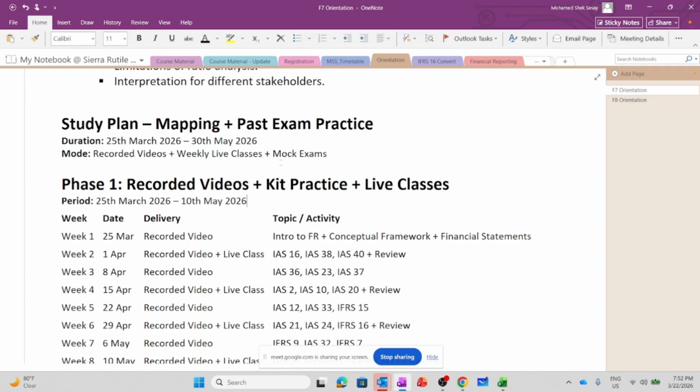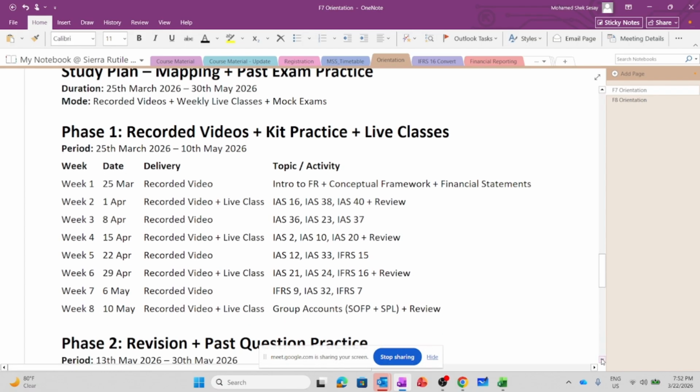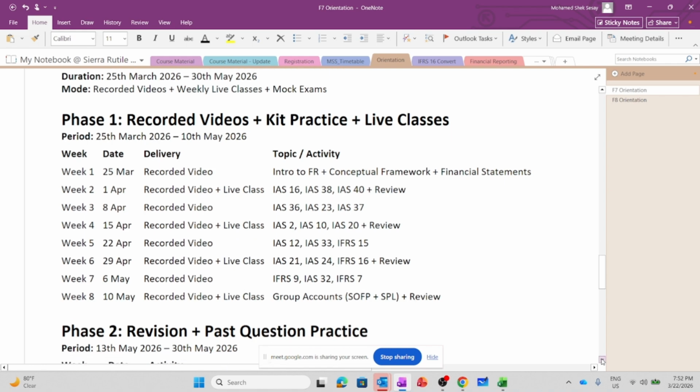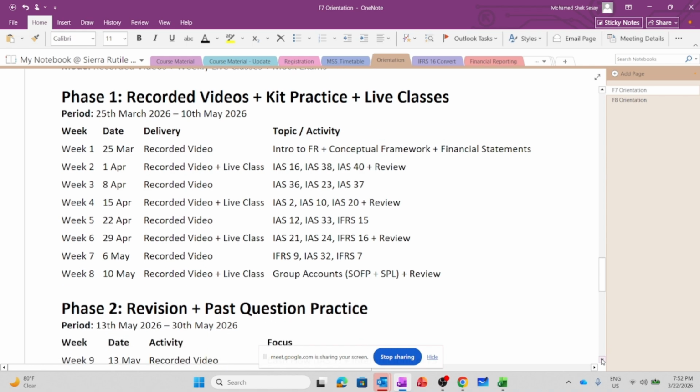So now this is the timetable. I'm going to share this note with you. For week one, which is the 25th of March, the recording session, you can access it through my website. We are going to look at the introduction to financial reporting, plus the conceptual framework, plus the financial statement. So basically, for week one, we are going to focus on these three areas. So we are going to solve past questions relating to introduction to financial reporting, conceptual framework, and the financial statement.